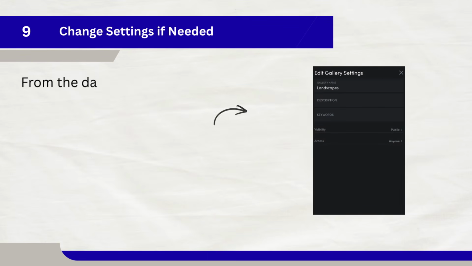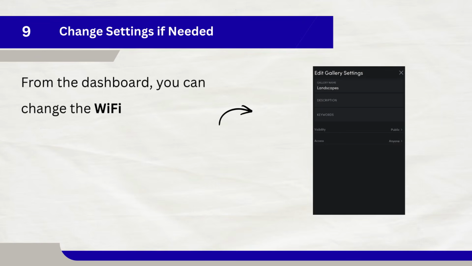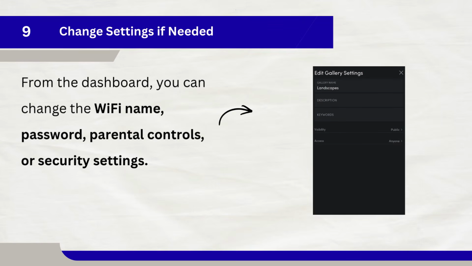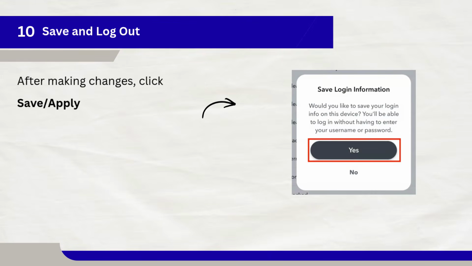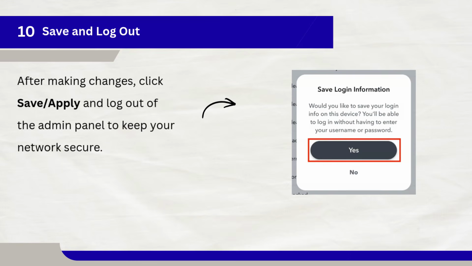9. Change settings if needed. From the dashboard, you can change the Wi-Fi name, password, parental controls, or security settings. 10. Save and log out. After making changes, click Save, apply and log out of the admin panel to keep your network secure.